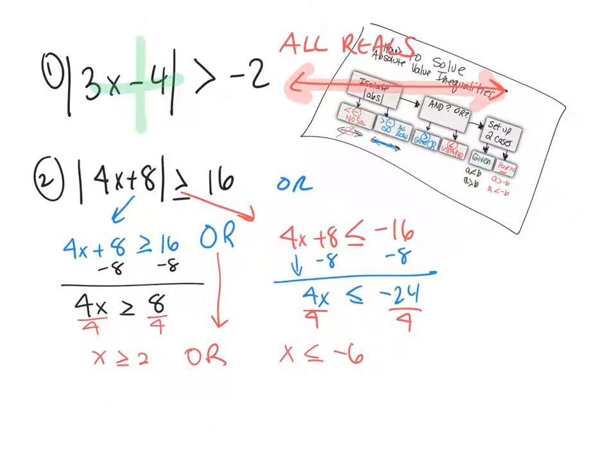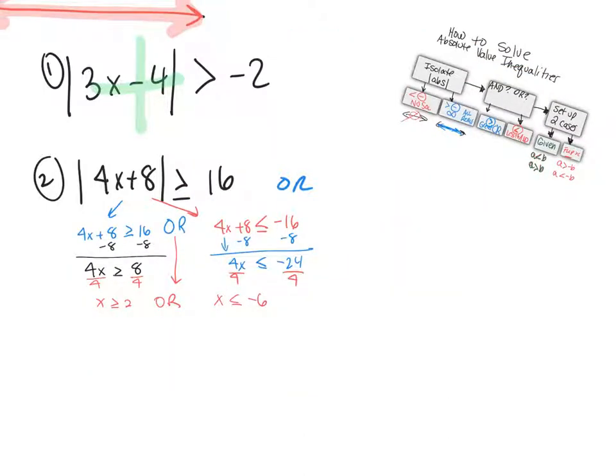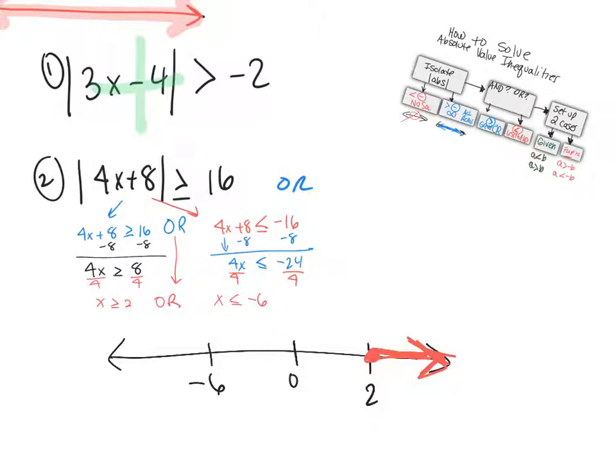When I graph that, draw my number line. Negative 6 is on the left of 0. Greater than or equal to 2 means it's a closed circle shaded to the right. X is less than or equal to negative 6 is also a closed circle, but it shades to the left.